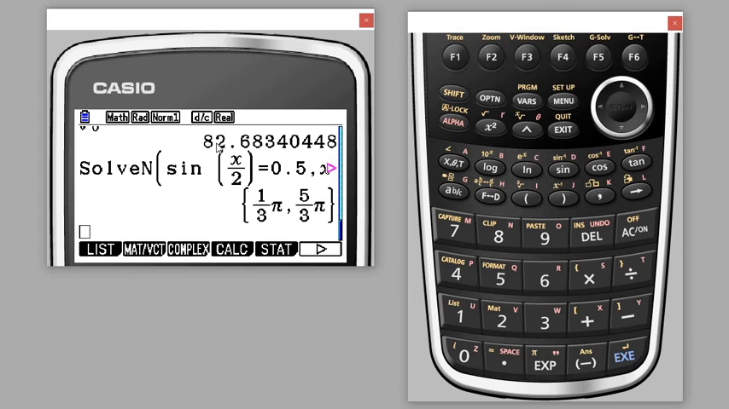Now depending on how hard the function is to solve, it can take a while to solve that. It's using numerical methods, but it is a good way of solving equations in a tech paper. So that is how we can use the solve functions to solve equations on our graphics calculator.